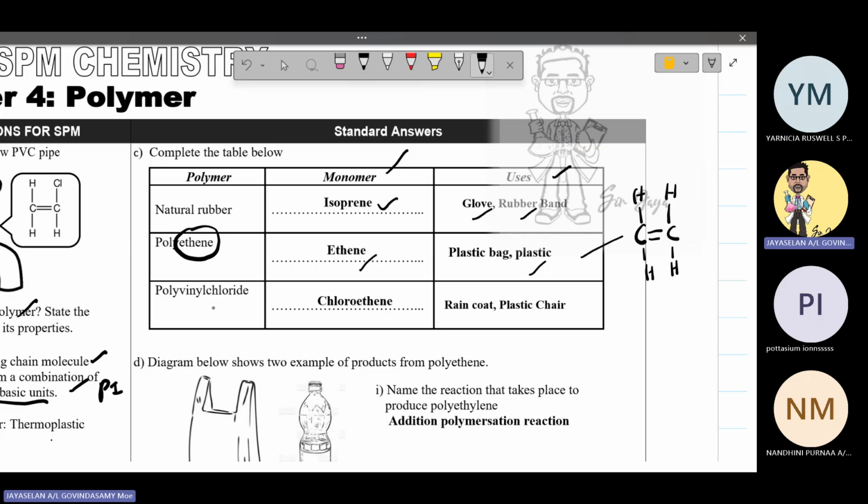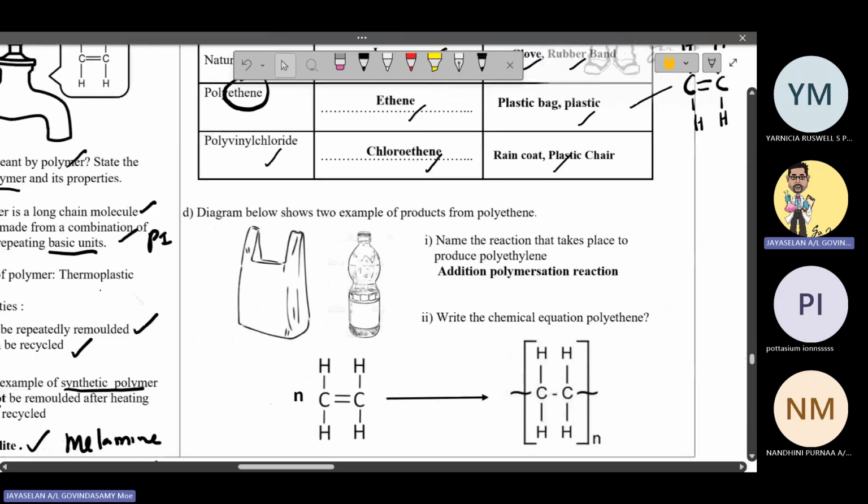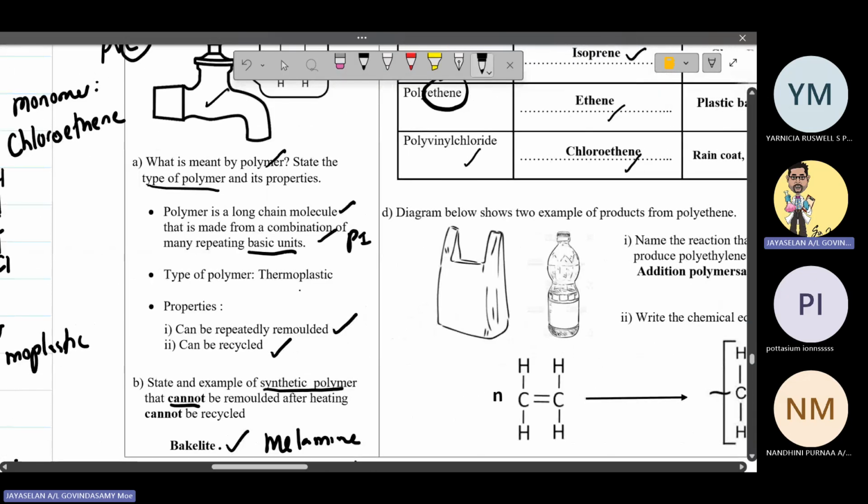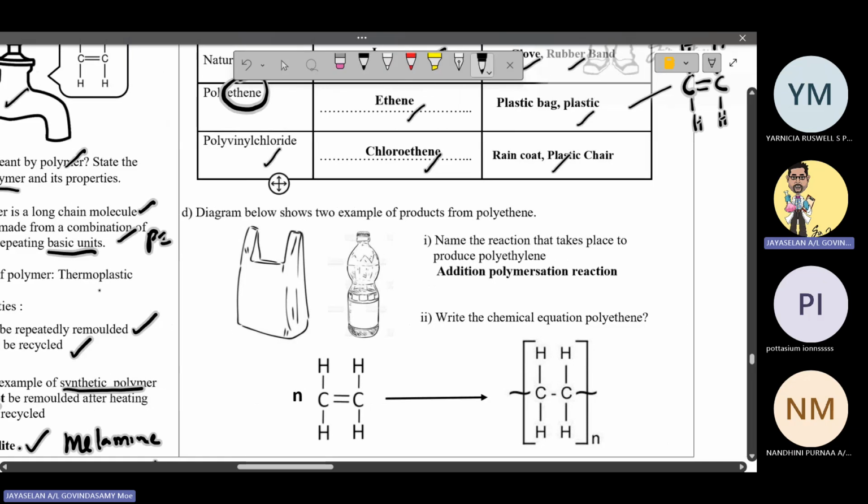Okay, polyvinyl chloride, PVC, the monomer is chloroethene. Uses: raincoat or plastic chair. Why don't I use water pipe? Because water pipe is already given. So if you can, try to use another one.